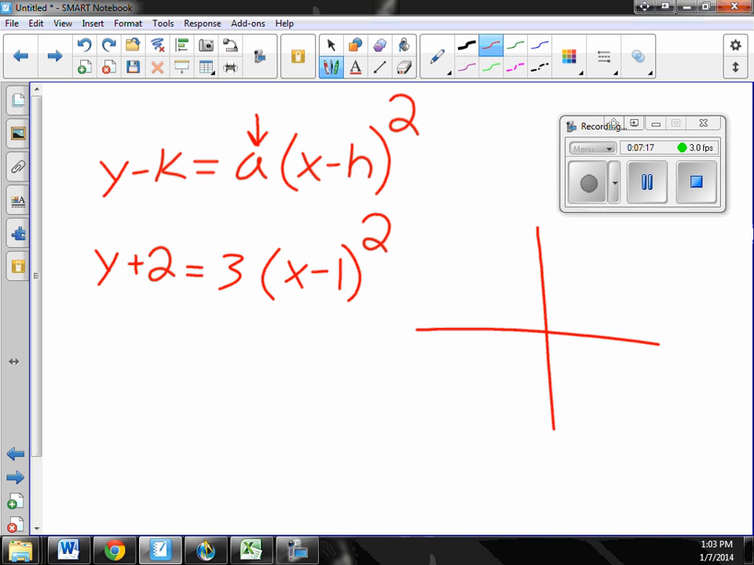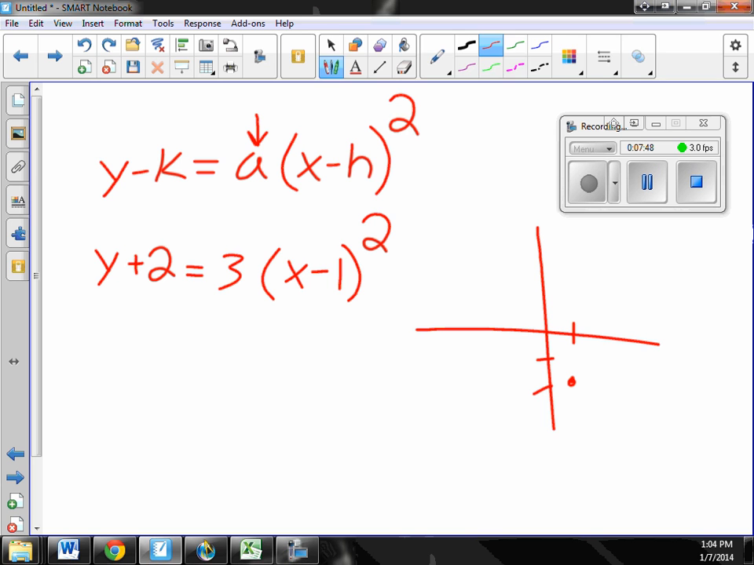Where is the vertex? Well, we do the x's first. 1, negative 2 is the vertex. So 1, negative 2. No, because it's minus k. Since we move the k to the other side, it works just like the other k did. If k is on the right side, then you take it at face value. If k is on the left side, then you change its sign. That's a good point. All right, opening up or down?